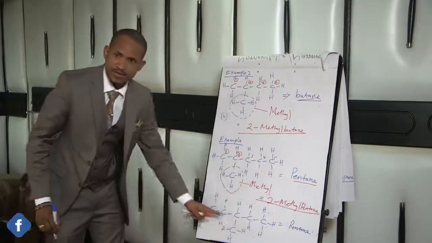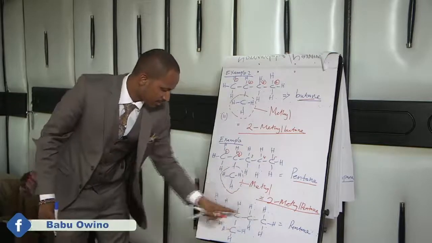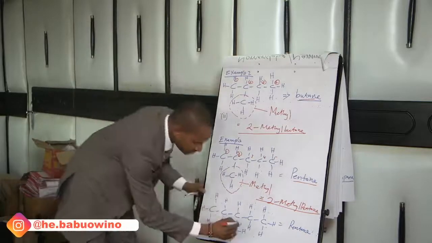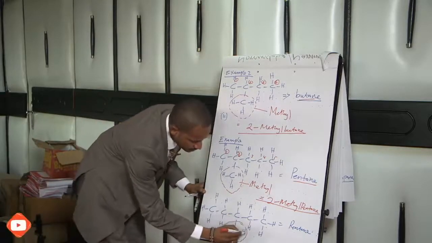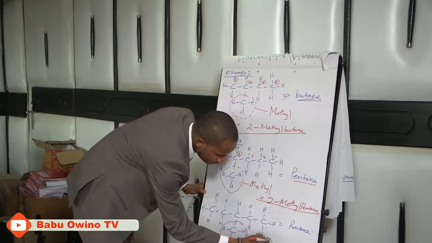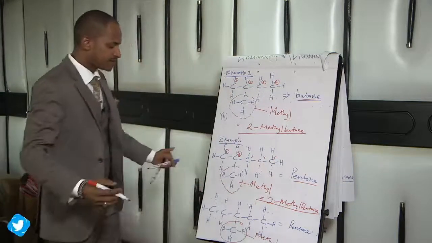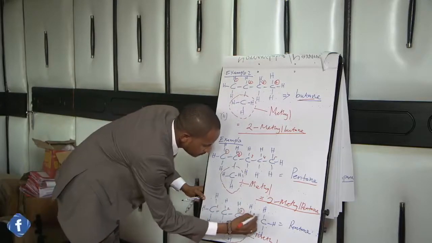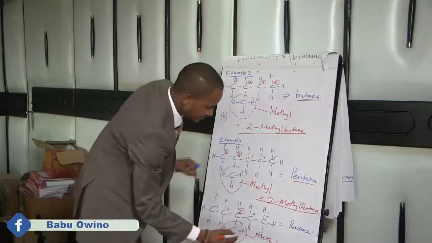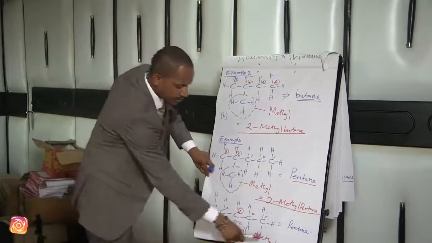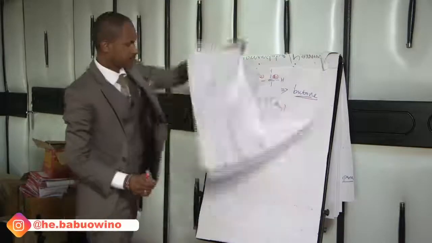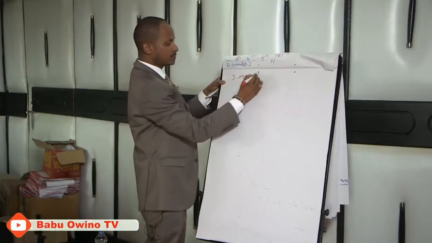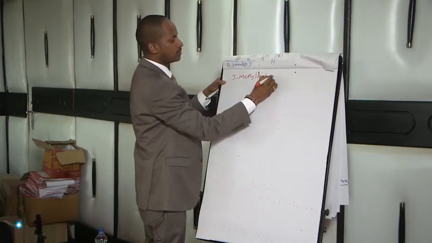Then anything else that is not along the longest continuous carbon chain is a branch. So identify this branch. Then name this branch. The branch is a methyl branch. Then identify on which carbon atom it lies. 1, 2, 3, 4, 5. It lies on the third one. Therefore, the name is 3-methyl pentane.